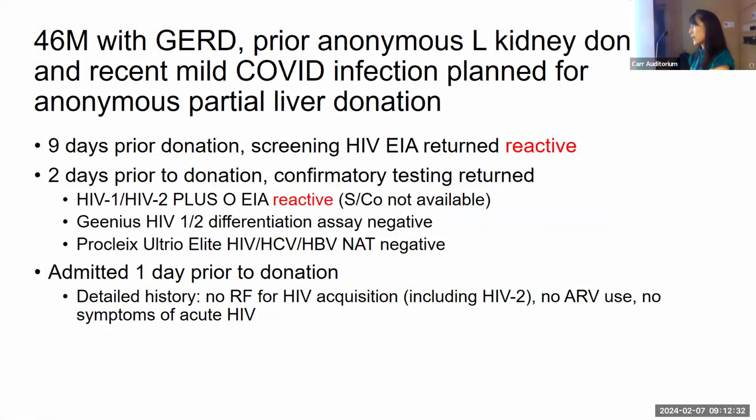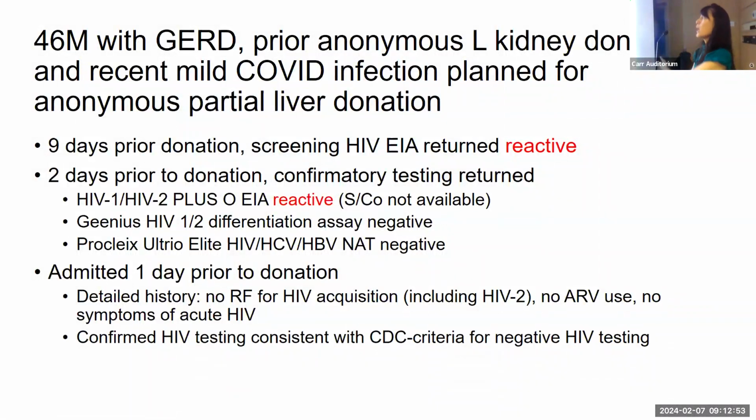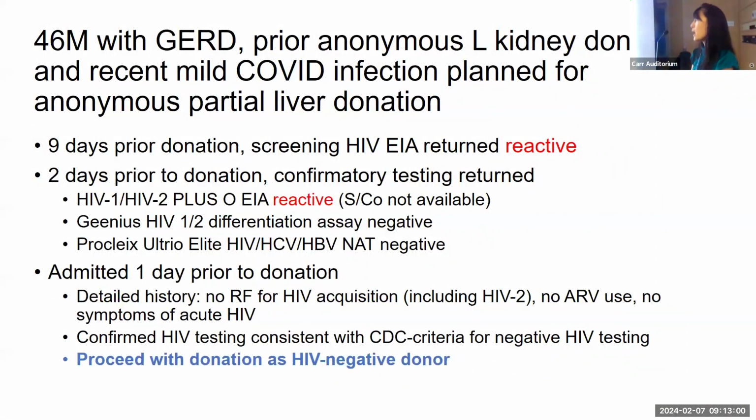He had zero risk factors for HIV acquisition. And I also asked him about risk factors, thinking about whether there could be a false negative, even though the differentiation assay was negative. I also asked about surreptitious ARV use, none, and he had no symptoms of acute HIV. And then, as you all know, the testing above was confirmed to be consistent with the CDC criteria for negative HIV testing. And so we decided to proceed with donation as an HIV negative donor.